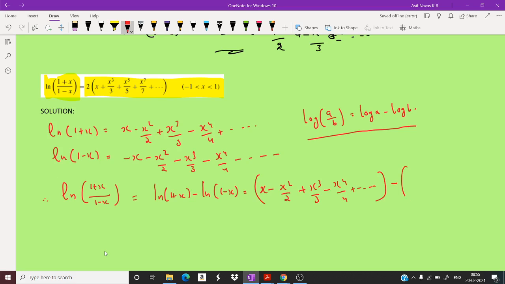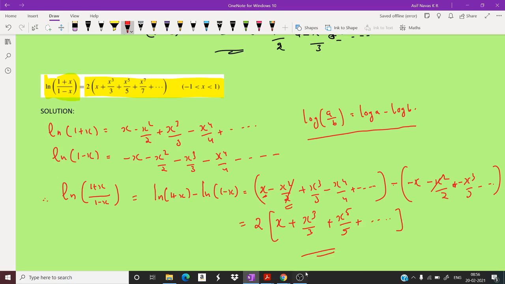The series minus x squared by 2 plus, minus x cubed by 3 minus etc. So here we will get x and here minus x, that means 2x, and here minus x squared by 2 plus x squared by 2. So this and this get cancelled and we will get plus x cubed by 3 minus plus. So this is 2 times x cubed by 3. Similarly, you will get x raised to 5 by 5 plus etc.